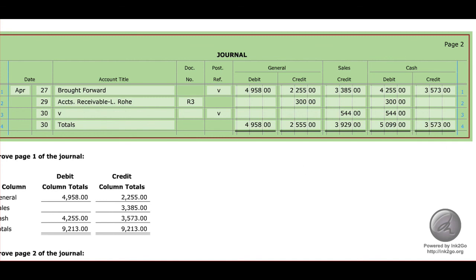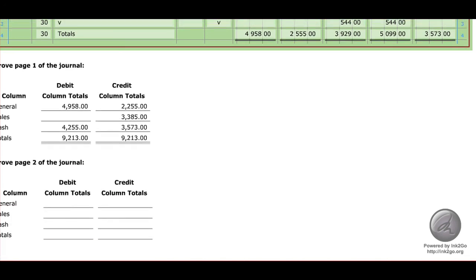Now the same thing we did earlier. We're going to scroll down to prove and rule page 2 of the journal. So general debit column totals is 4958. General credit column totals is 2555. One more 5 in there. Sales, there's no sales debit, only sales credit. So we put 3929. Cash debit is 5099 and 3573. I'm going to add 4958 plus 5099, which gives me $10,057. Add these three up this time, gives me $10,057.